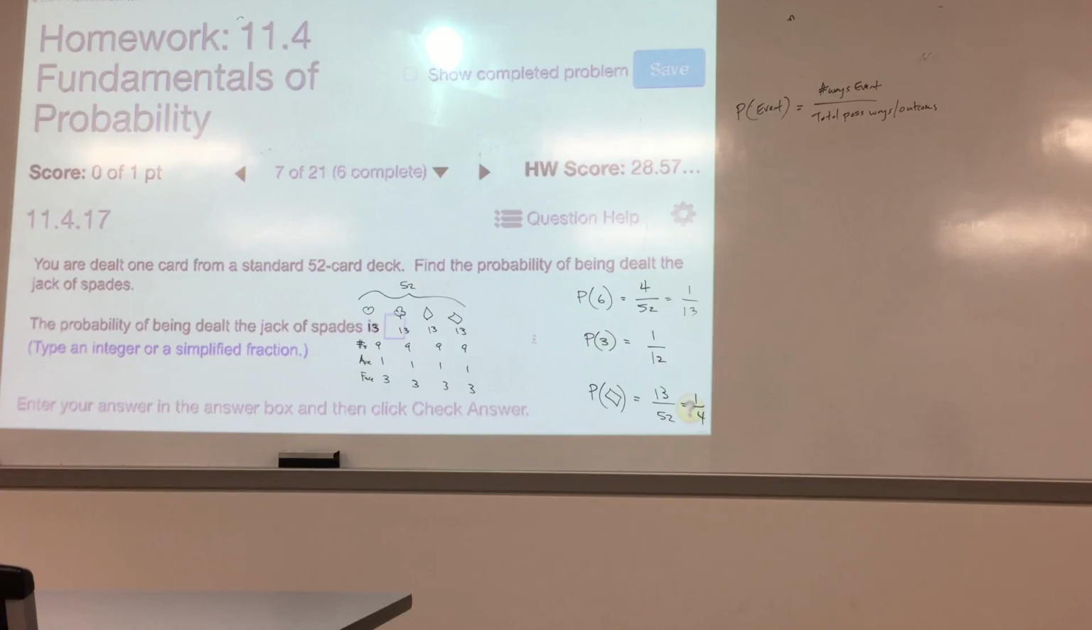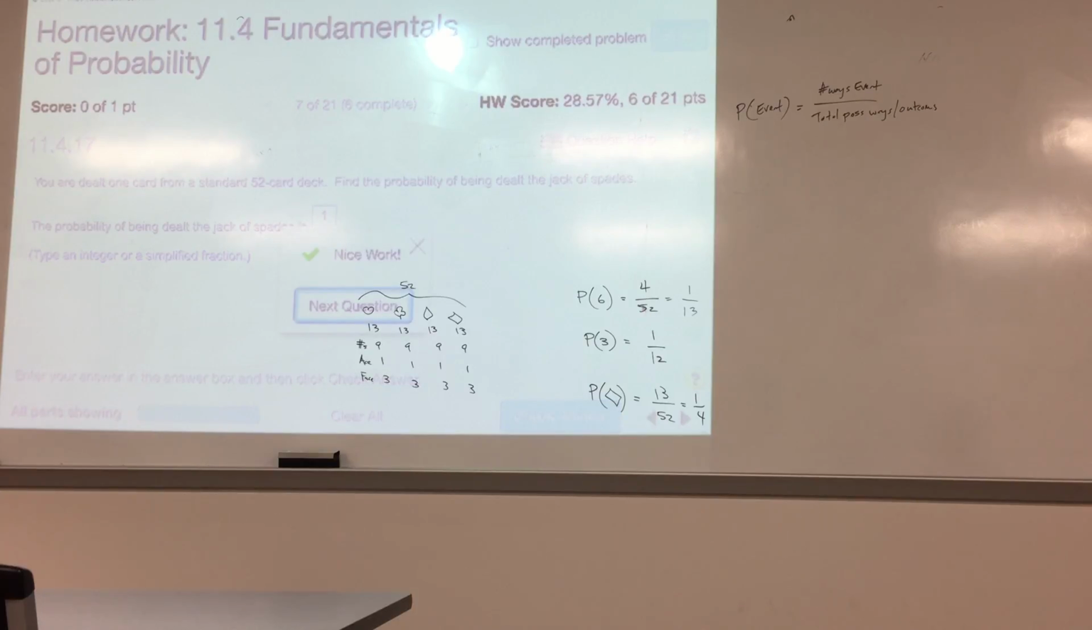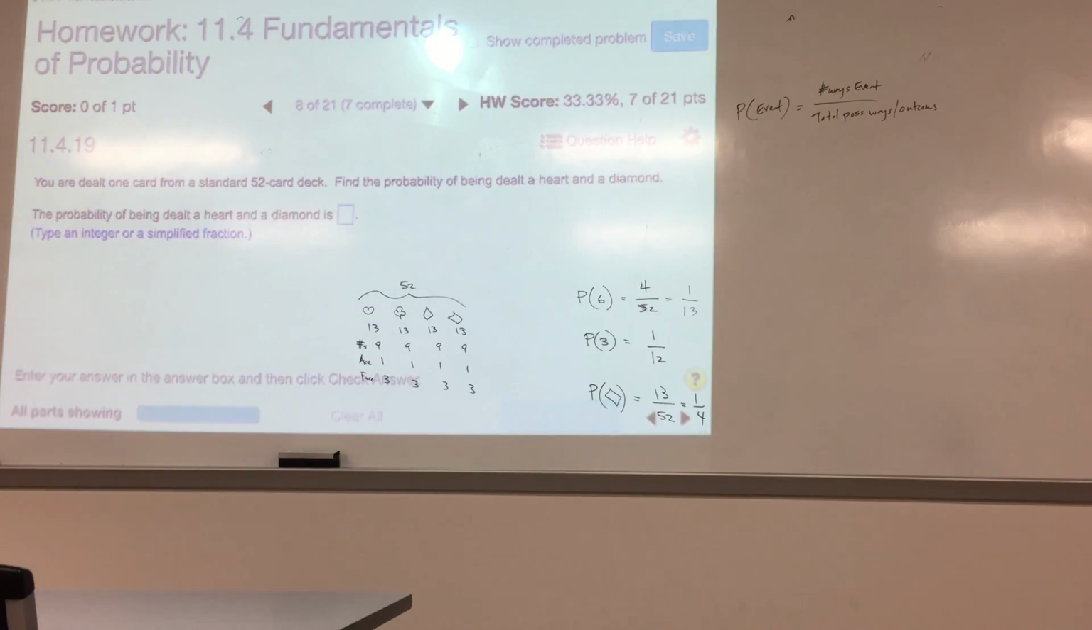Okay, there's the 1/4. Let's move along. Let's take a look at this next one. You are dealt 1 card from a standard 52 card deck. Find the probability of being dealt the Jack of Spades. Is that a very specific card? It is, absolutely. So how many ways can we get the Jack of Spades? Oh, sorry. Yeah, you're right. I jumped around. There are 52 ways to be dealt a card, and how many ways to get the specific Jack of Spades? 1. There's only 1 of them. So you can only get 1 out of 52 in that case.